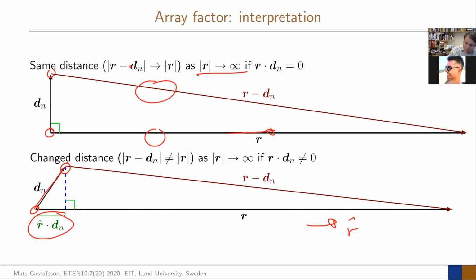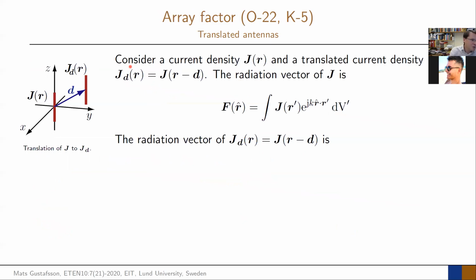And where is my position, or where is my antenna element placed? I need to compute the scalar product. That is what I want to have. So the cosine between those and the length, d_n, that gives it. And that is what sits in all of these formulas. So now we will do this for an array.